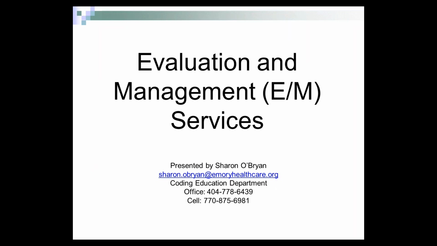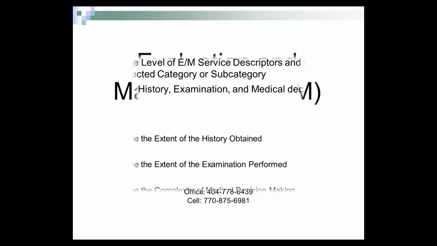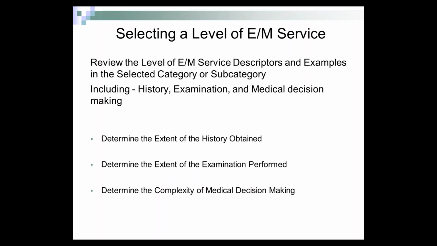Today we're going to review Evaluation and Management Coding, or E&M services. Selecting a level of E&M service: you review the level of E&M service descriptors and examples in the selected category or subcategory, including history, examination, and medical decision making. In order to select the right code, you must determine the extent of the history obtained, the extent of the examination performed, and the complexity of the medical decision making.